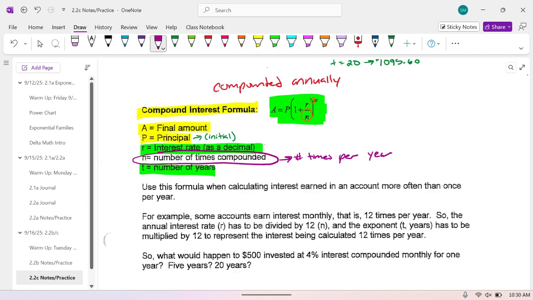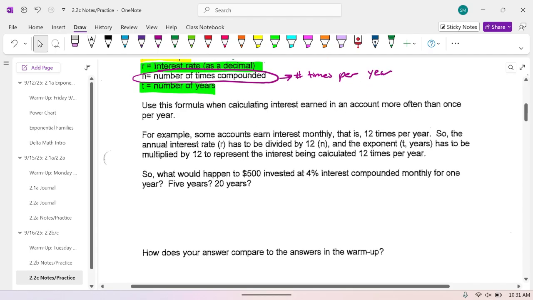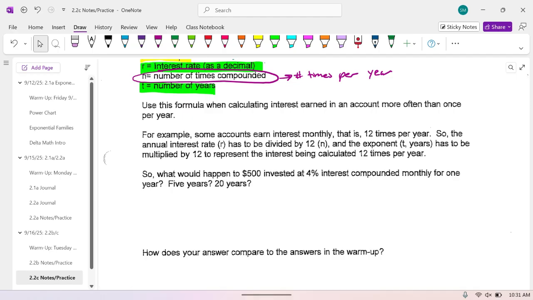Remember how many weeks are in a year? 52. All right. What about daily? 365. All right. So you need to know what those words mean, guys. All right. So let's say we switch it up.